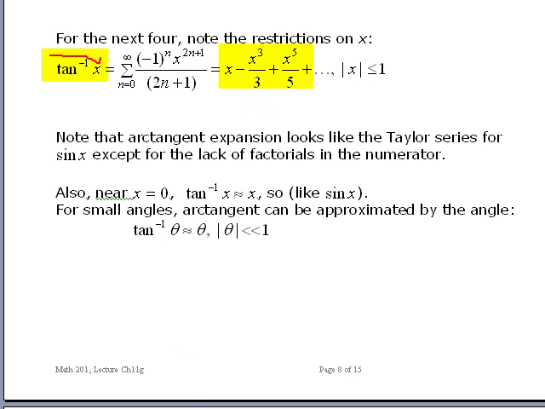The higher order terms can be neglected, and the arctangent of x is approximately equal to x when x is approximately 0. Or for angles, for small angles, the arctangent of theta can be approximated by theta itself.